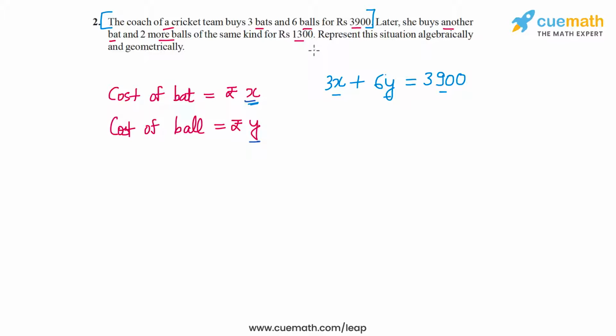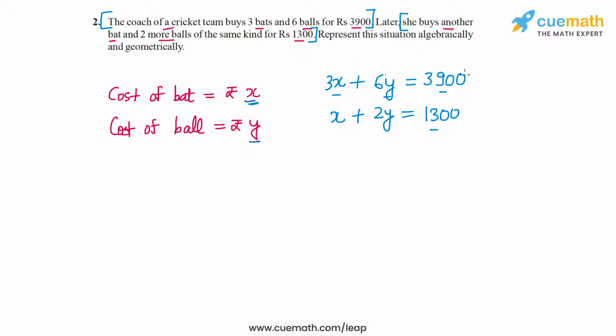Now the second piece of information says she buys another bat and 2 more balls of the same kind for rupees 1300. So another bat will cost x rupees and 2 more balls will cost 2y rupees, and the sum of these costs should be 1300. So we get our second equation as x plus 2y equal to 1300.